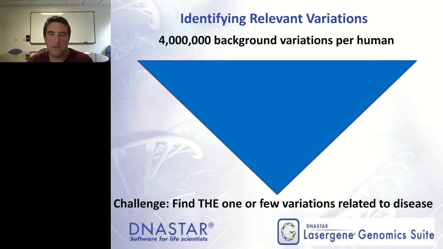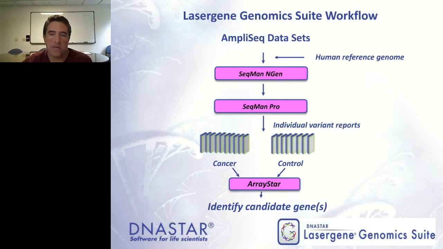So what I'm going to show you today actually spends a fair amount of time on this. I'll discuss how we apply some of those filters and how we go from a large pool of variants down to a much smaller pool of variants. The workflow today is in our genomic suite, and we're going to start with some AmpliSeq cancer data sets.